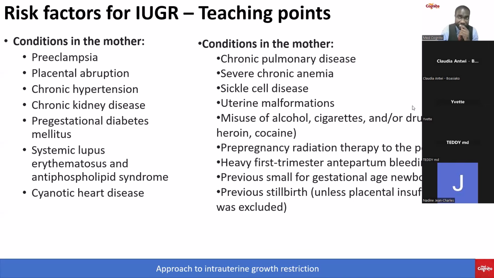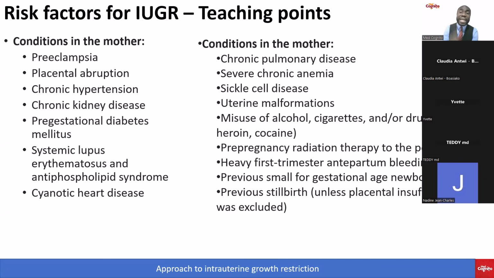Sickle cell disease, uterine malformations, misuse of alcohol, misuse of cigarettes, misuse of other drugs like heroin and cocaine. At least I know that that is a modifiable risk factor. All right. So please, as we are going through it, pregnancy radiation therapy to the pelvis. Yes. That's a risk factor which can be modified a little bit. You can delay the exposure of radiation to the pelvis when the patient is pregnant.